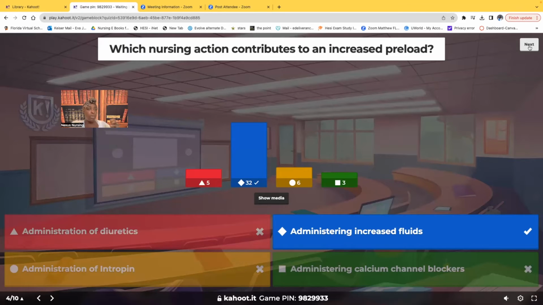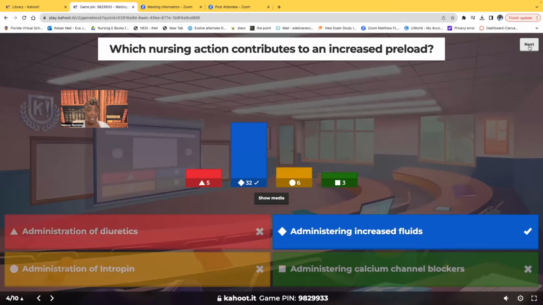By the way, guys, preload is that force that stretches that cardiac muscle before contraction. That's what preload is. So you give a patient diuretic where they're going to be losing fluids, you're going to expect to see the opposite. You're going to expect to see preload decrease.